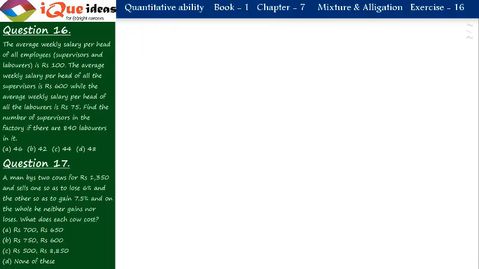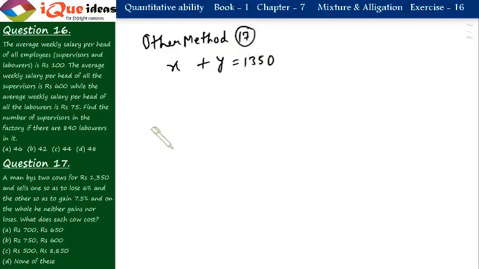Now there is one more way of doing question number 17, and that is like this. Let's assume that the cost prices are X and Y. So X plus Y is equal to 1350. And on the first one, there is a loss of 6%, so the loss value will be 6% of X. And on the second one, there is a profit of 7.5%, so profit value is 7.5% of Y.